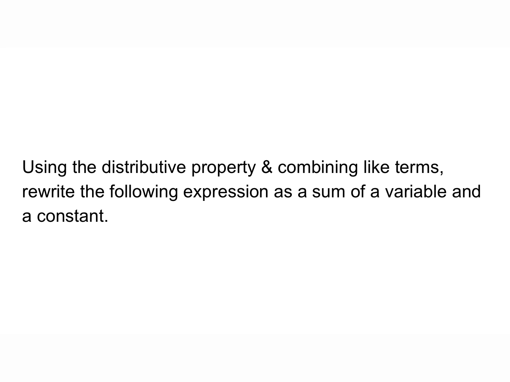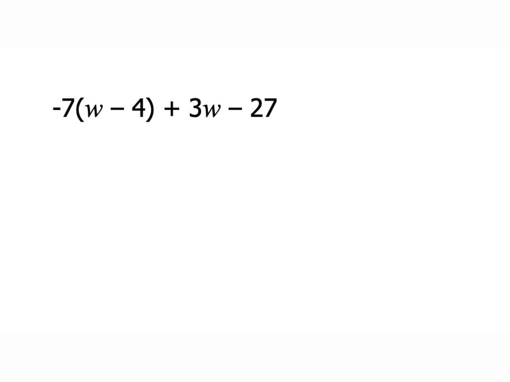So using our rules of distributing and combining like terms, we're going to rewrite each expression as a sum of a variable and a constant. So you have negative 7 times w minus 3 plus 3w minus 27. So we're first going to distribute this negative 7 into this expression. We have negative 7w, we're going to keep our minus sign, and then we have negative 7 times 4 is negative 28, plus 3w minus 27.